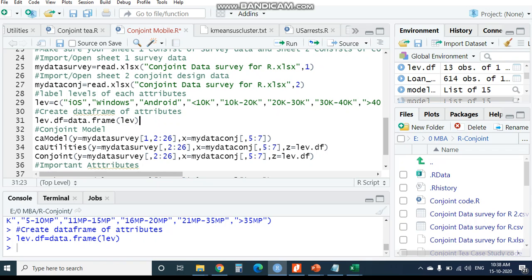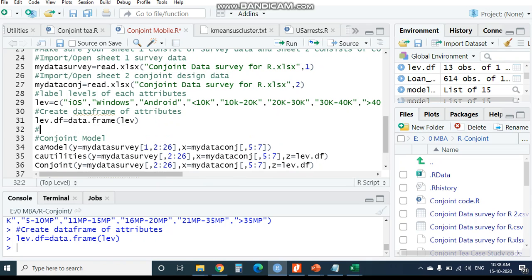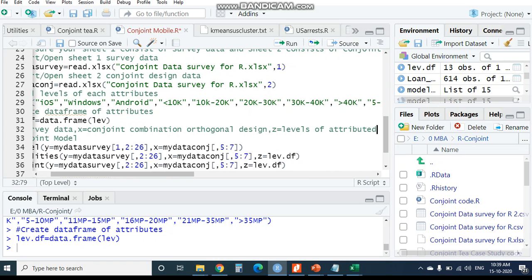Now one more important thing which I have to mention here. Your y stands for survey data, comma, your x stands for your conjoint combination cards, which you got through orthogonal design, okay. And your z stands for levels of attributes. So this one you should keep in mind.